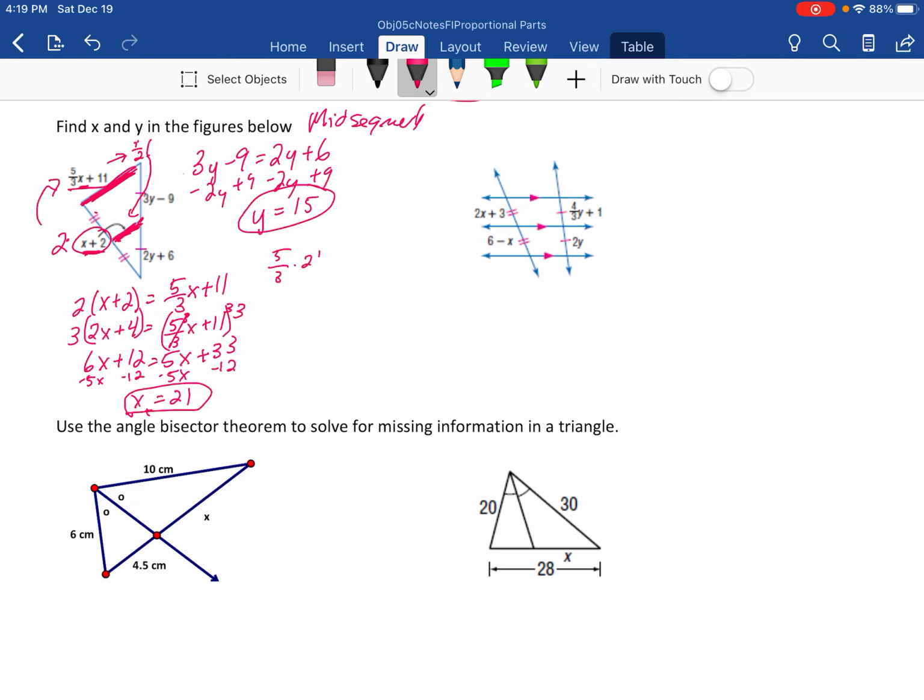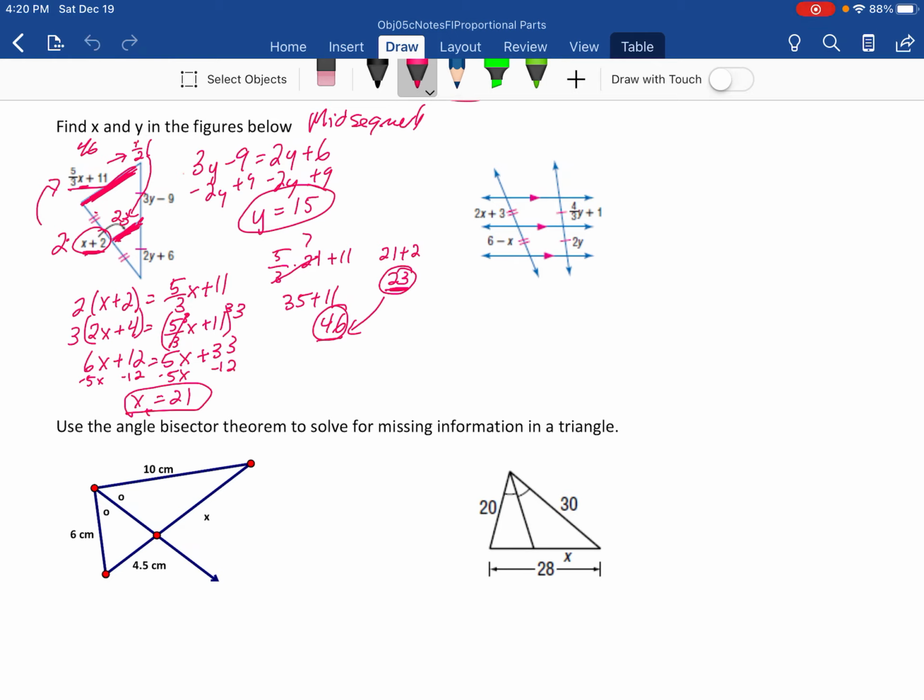Now if I did this right, 5/3 times 21 plus 11, and then I have 21 plus 2, so this is 23. So my mid-segment is 23, so this should be 46 if I did it right. Now 3 goes into 21 7 times, 5 times 7 is 35 plus 11, which is 46. So do you see that my mid-segment is half the opposite side? Don't overcomplicate this one here.